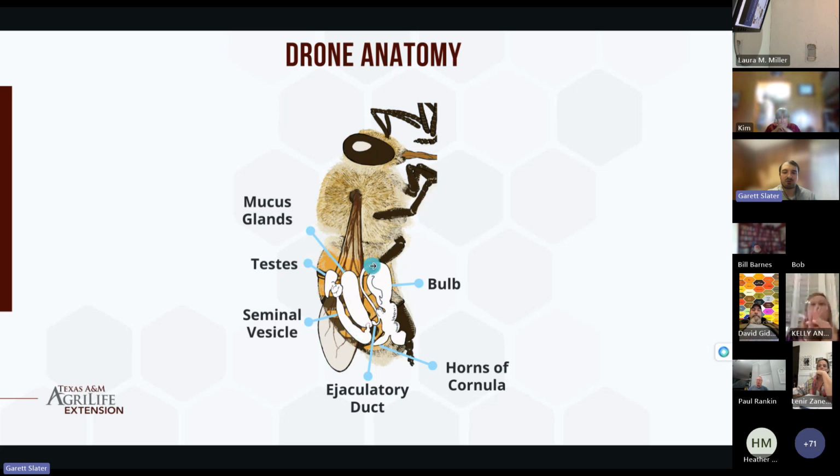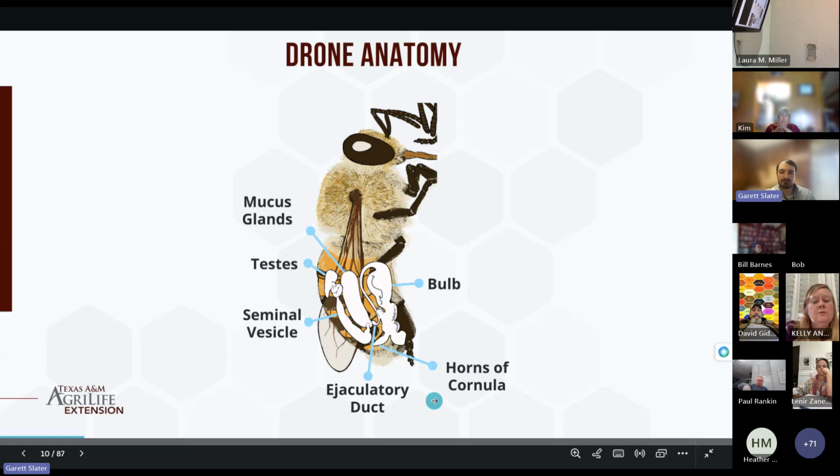And then we have the ejaculatory duct. During the mating process, the sperm is transferred from the seminal vesicles through the ejaculatory duct into the queen's oviduct. As I'll show, this whole organ, like the bulb and the ejaculatory duct, will basically evert outside the drone. The penis will stick out, and that's when the sperm is inseminated into the queen.